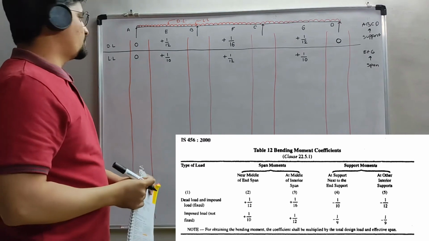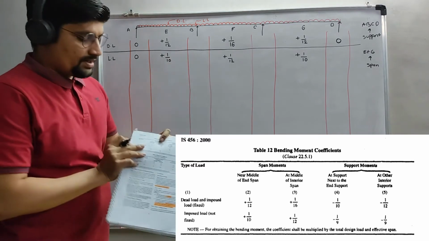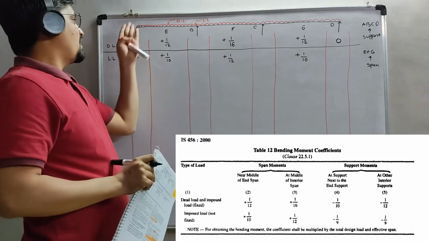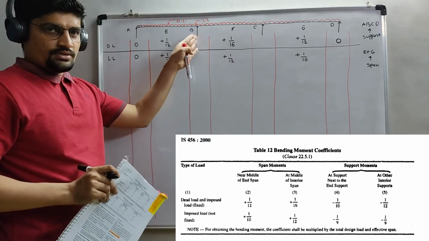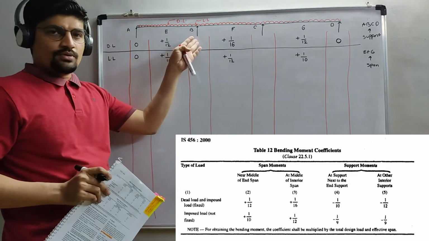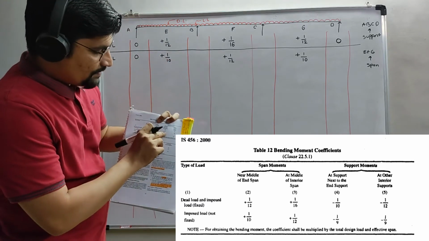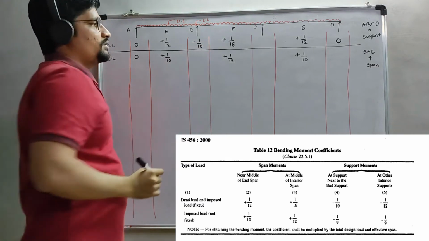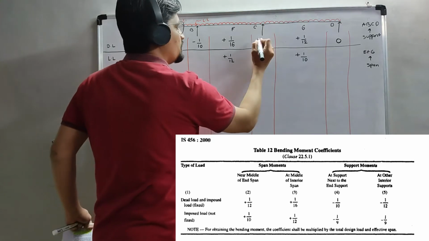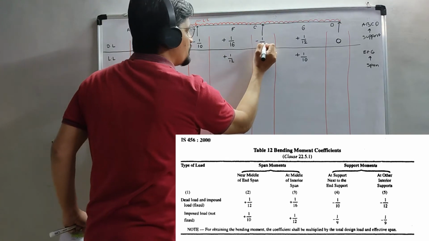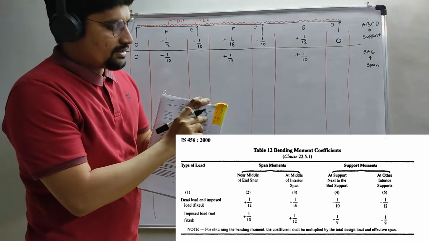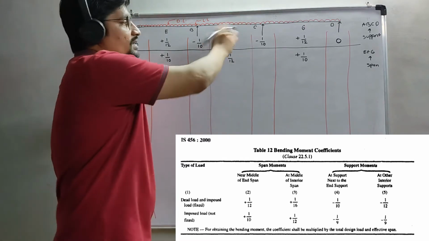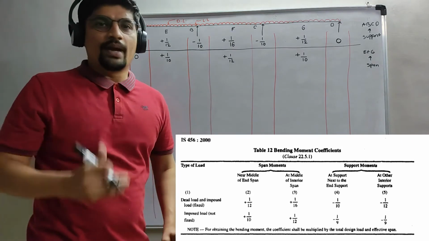Okay. Now coming to the support moment. The support moment at support next to end support. This support is next to end support, so the coefficient will be minus 1 by 10. This is also next to end support, so it will also be minus 1 by 10. The other column is at other interior supports, meaning if the support is between here, then it will be the interior support, not next to end support.